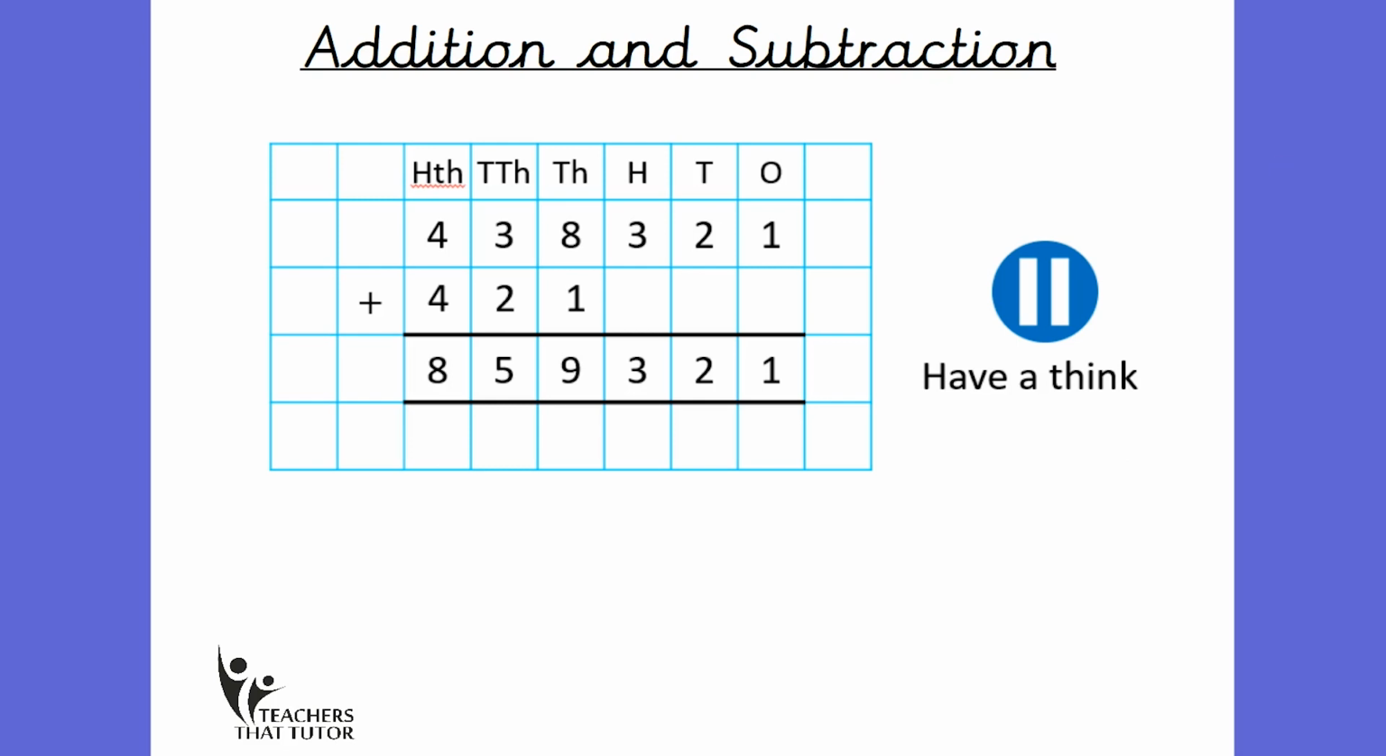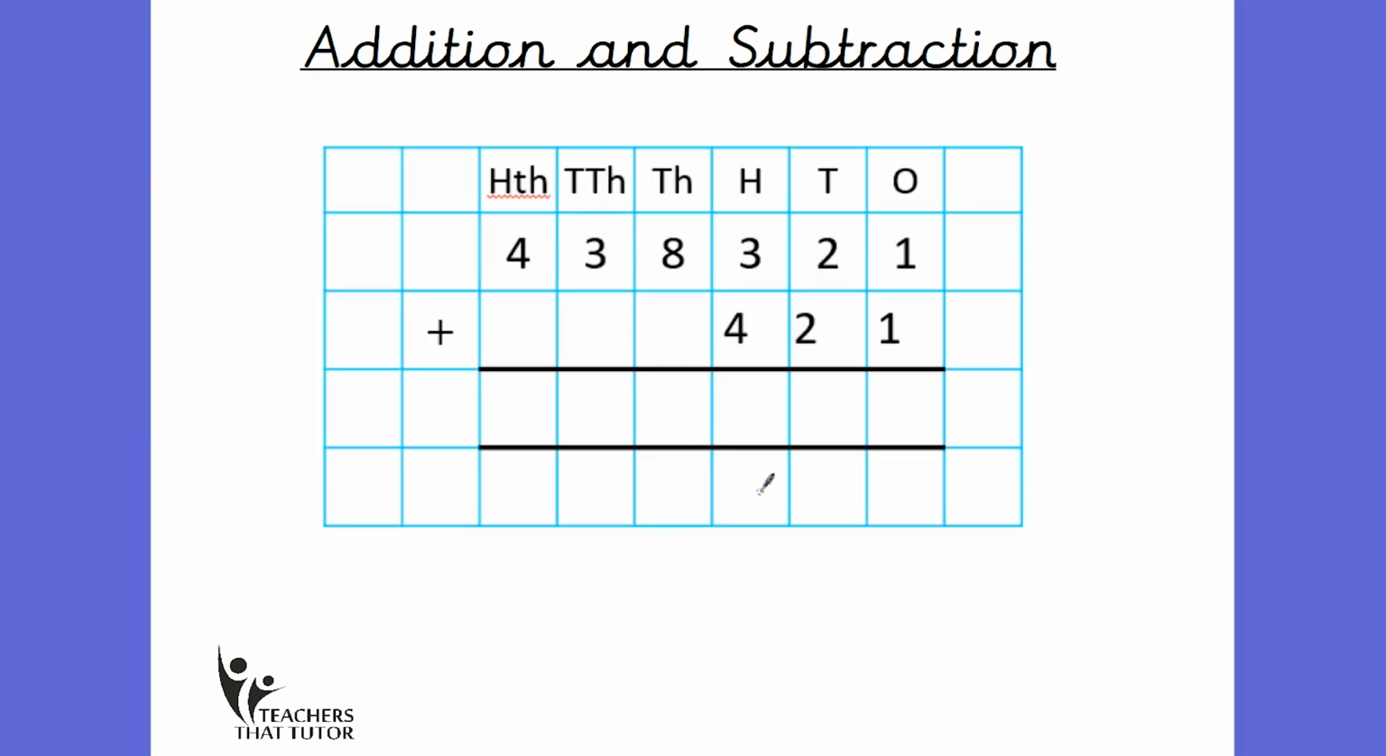Okay, so the mistake that I've made is I've put the numbers in the wrong columns. And if a child does this, it means that you've got a misconception within your place value. So for example, we've got 438,321. But this 421 here, that shouldn't be in these columns here. If it's 421, it should be down here. So exactly as you can see it.